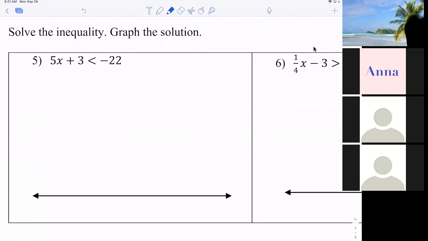All right. So everyone, on question number 5, what do I have to do first? Subtract what? 3. Subtract 3. So now you're going to write 5x is less than what?